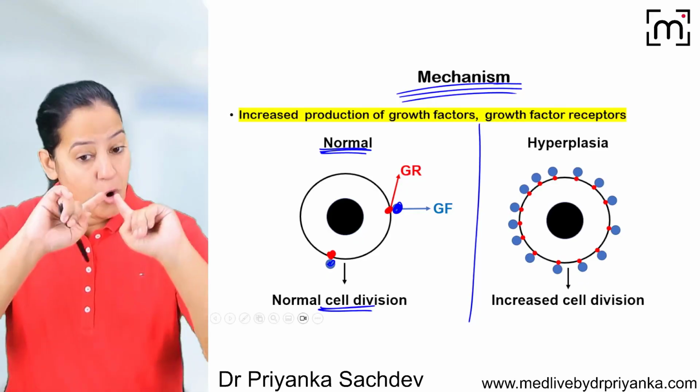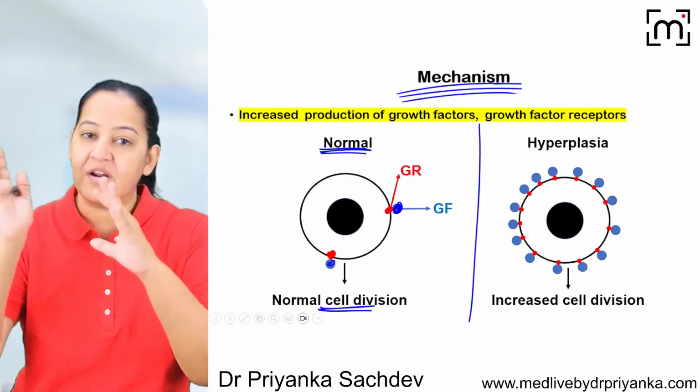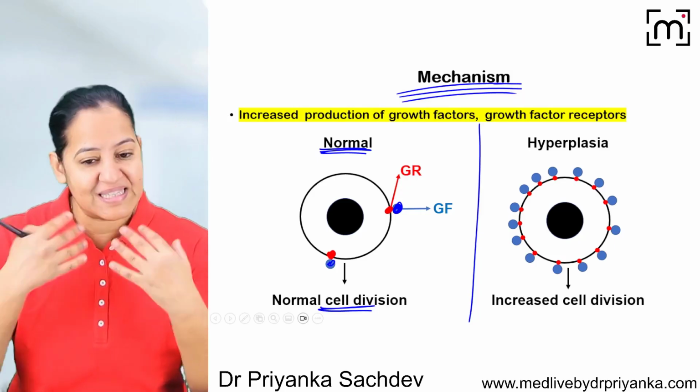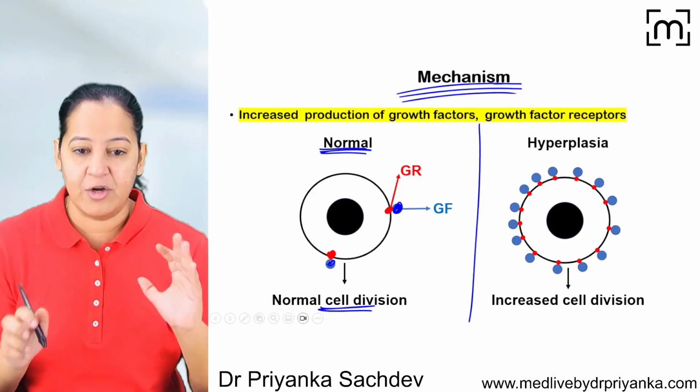What did I say? On the surface of the cell, growth receptors are present. When growth factors come and bind with the growth receptor, only then is the cell dividing. Otherwise, the cell is not dividing. This is normal. This is happening normally.